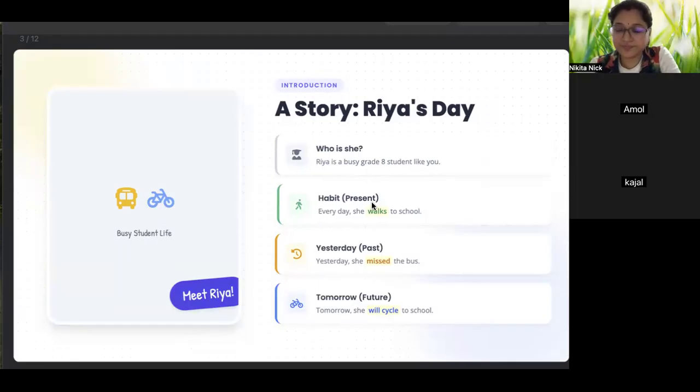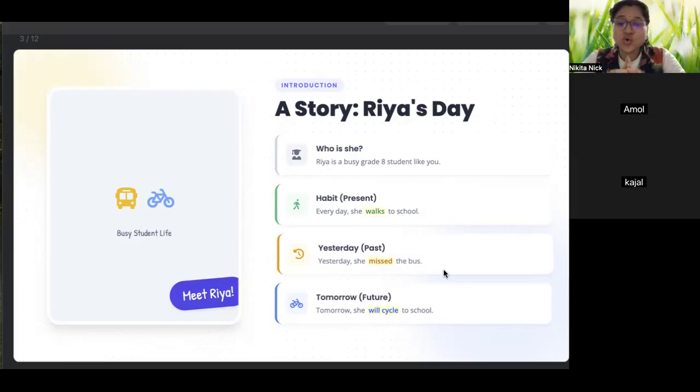Habit. Present: every day she walks to school. Yesterday, past: yesterday, she missed the bus. Tomorrow, future: tomorrow, she will cycle to school.